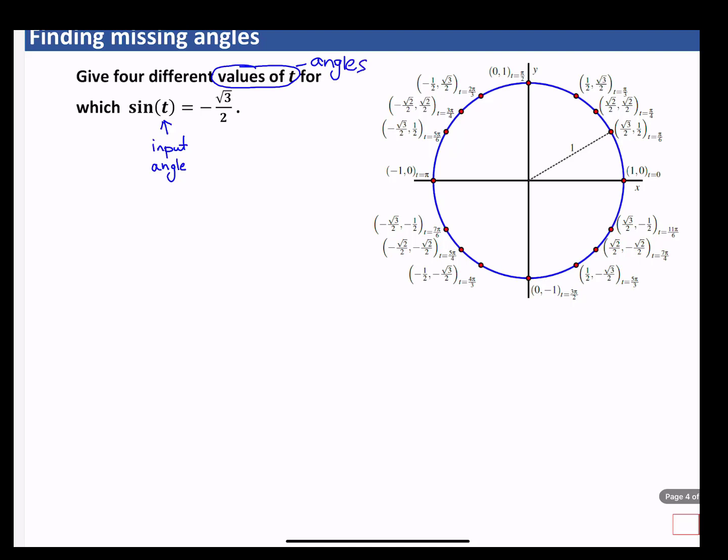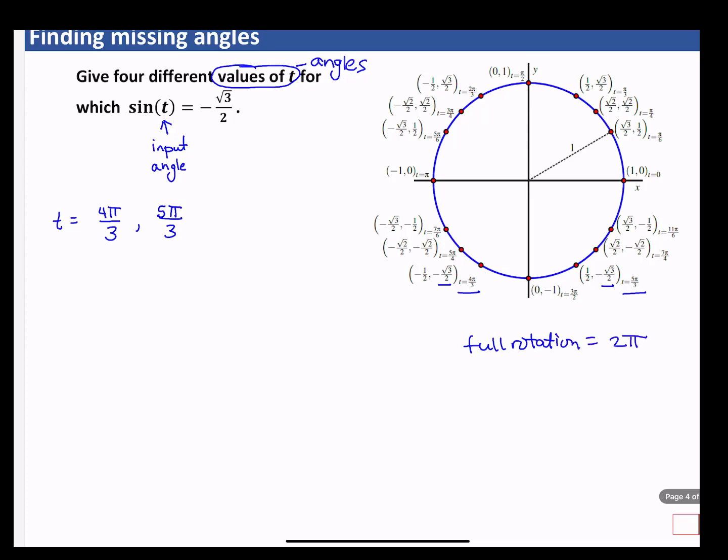Sine is defined to be the y values, and looking on the unit circle, we see that the y coordinate equals negative square root 3 over 2 at the angles 4 pi over 3 and 5 pi over 3. So we found 2 angles, or values for t, where the sine of t equals negative square root 3 over 2. We were asked to find 4 values for t, so we're going to use the idea that a full rotation, or 1 period, equals 2 pi.